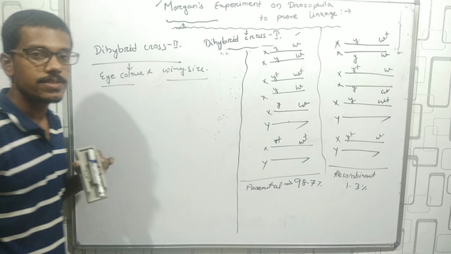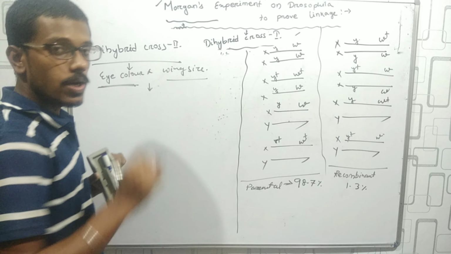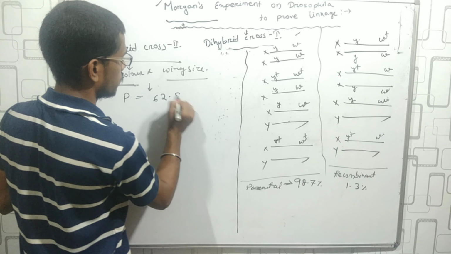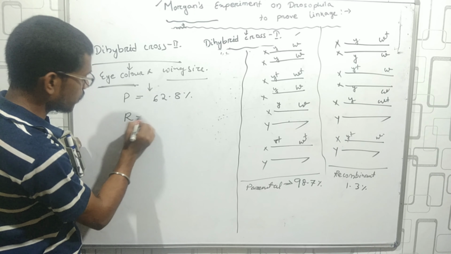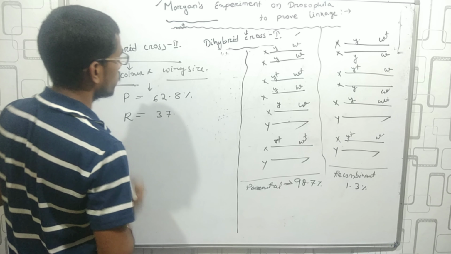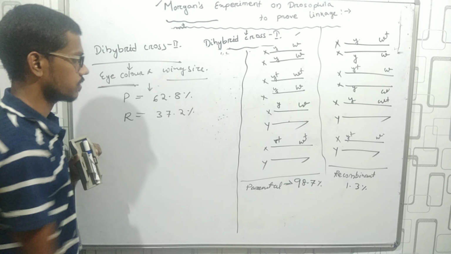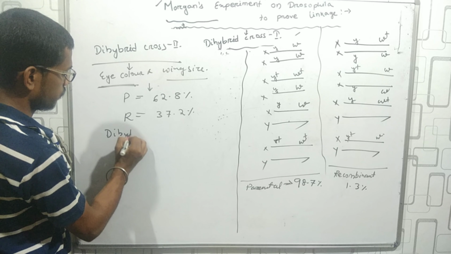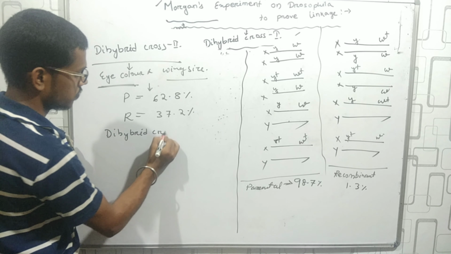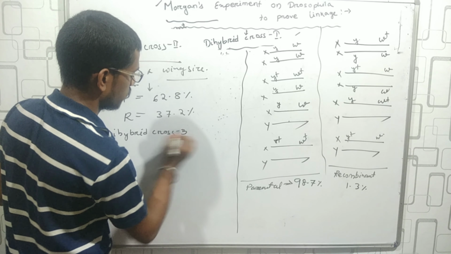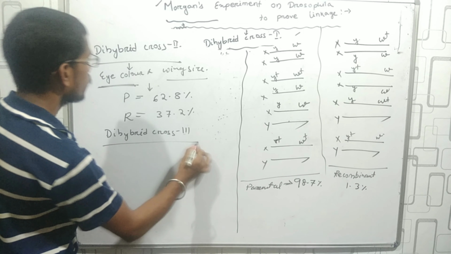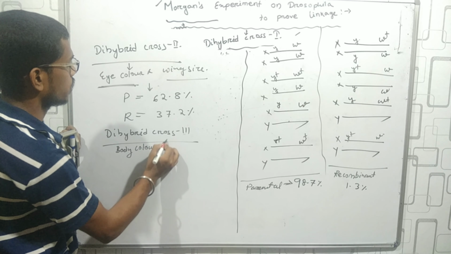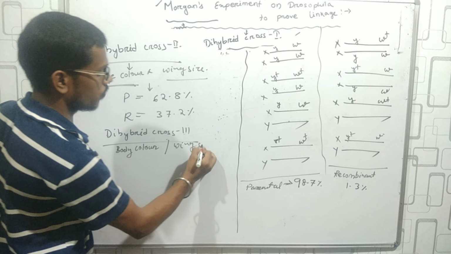Eye color and wing size. He found the parental combination, that is 62.8%, and the recombinant percentage, that is 37.2%. Okay, and the hybrid cross 3, that is between the body color and wing size.